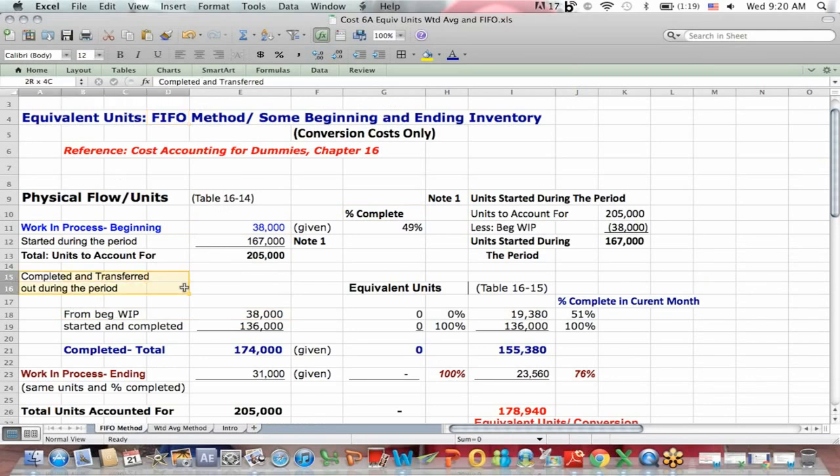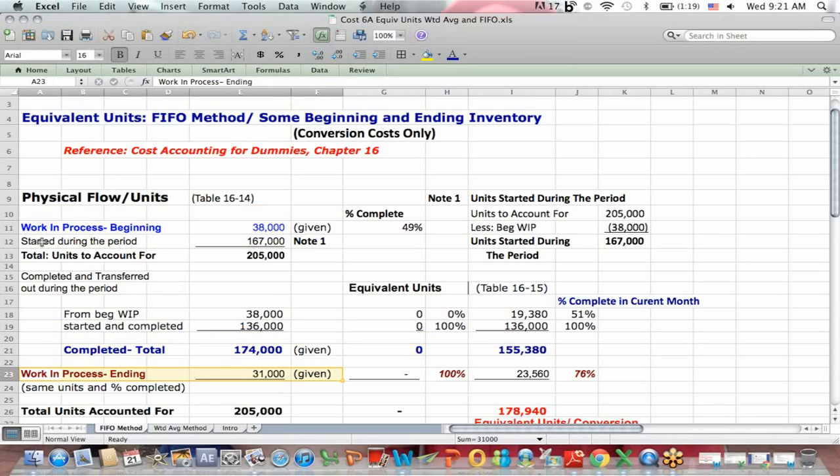So of the completed and transferred out units, which total 174,000, we're given that, 38,000 of the units are the beginning work in process units, and the difference, 136,000, are started and completed during the period. Now, we were given beginning WIP, we were given completed items, and we were given items that are in work in process at the end of the period.